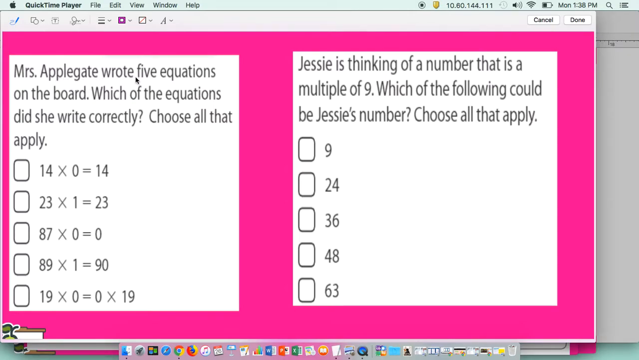Mrs. Applegate wrote 5 equations on the board. Which of the equations did she write correctly? Choose all that apply.